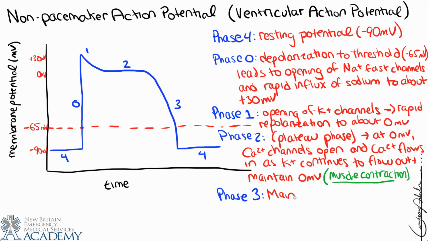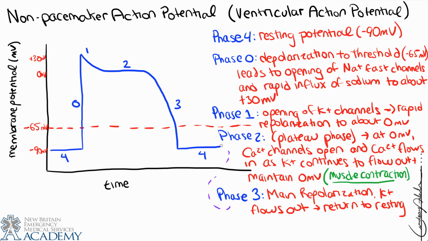And so then we have simply main repolarization, and potassium continues to flow out until we get back to resting potential. And back to resting at minus 90 millivolts basically brings us back to phase 4, and we are again in phase 4 until the next depolarization occurs in a pacemaker cell that ultimately is conducted via gap junctions to one of these cells, a non-pacemaker cell, in order to then stimulate this process to occur again.